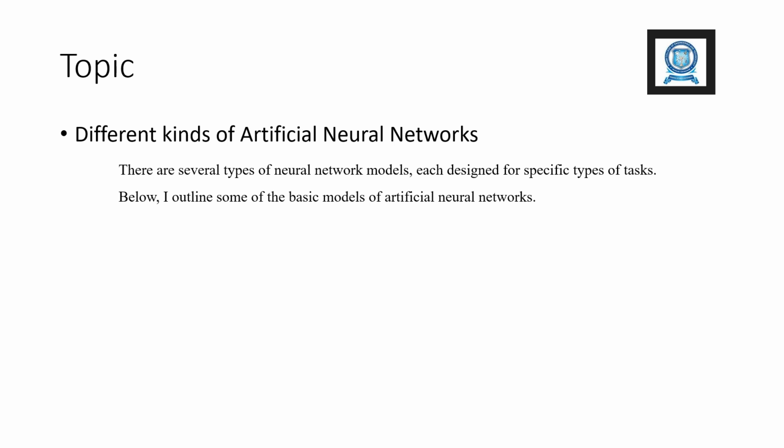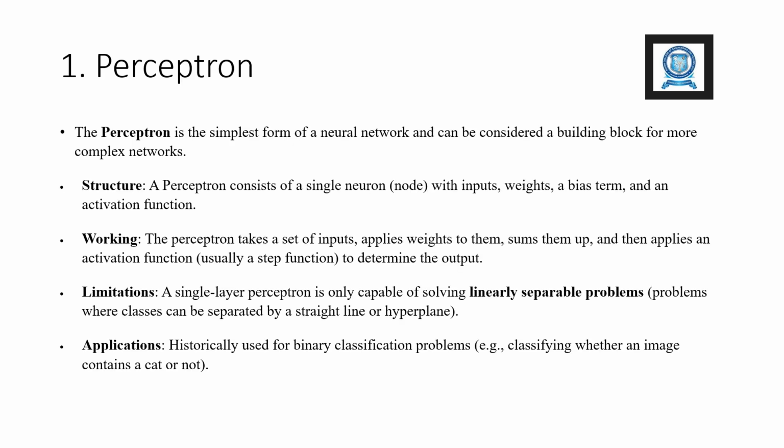The topic covered in this presentation is different kinds of artificial neural networks. There are several types of neural network models, each designed for specific types of tasks. Below here, I outline some of the basic models of artificial neural networks.